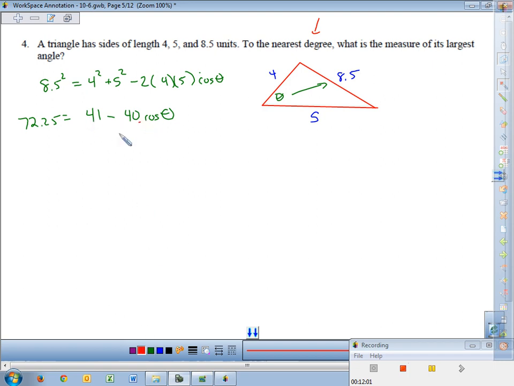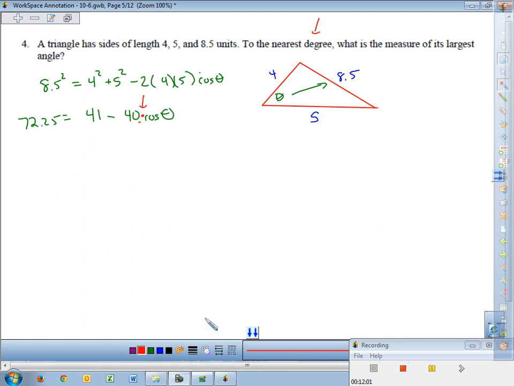I forgot to mention that on the previous problem. You cannot subtract these numbers from each other due to the fact that there is multiplication right here. This does not just turn into 1 cosine of theta, because you can't do the subtracting part when there's multiplication right here. So we need to subtract the 41 over from this side.